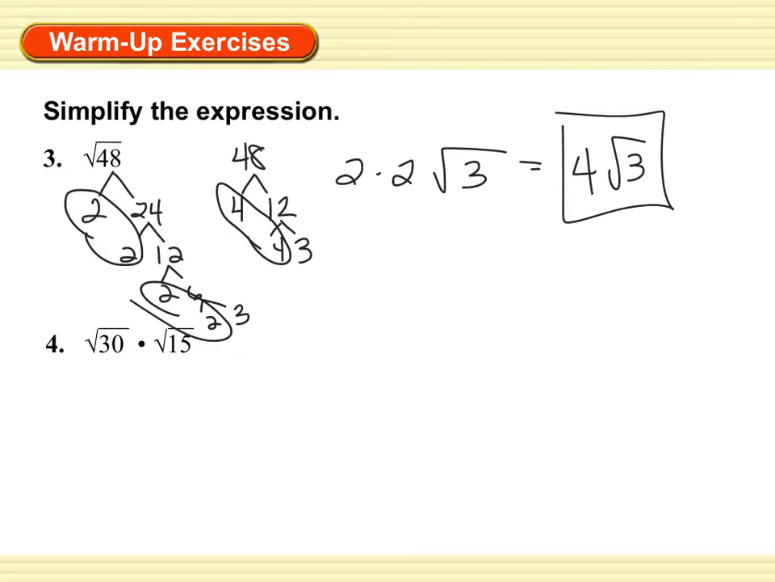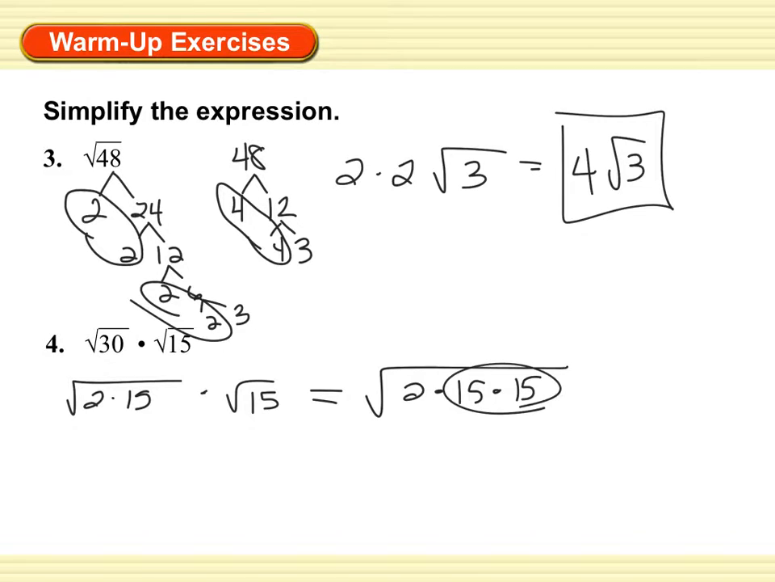Root 15 times root 30 times root 15, a few ways that we can do this one. We can simplify it first. 2 times 15, 3 times 5, so I can't do anything there. So I'm going to go ahead and erase that. I need to go ahead and multiply the radicals first. So I'm going to say 30 is the same as 2 times 15. And I'm multiplying that by 15. So underneath the radical, I have 2 times 15 times 15. So I have a pair of 15s, therefore that 15 can come out, and the 2 is left underneath the radical.